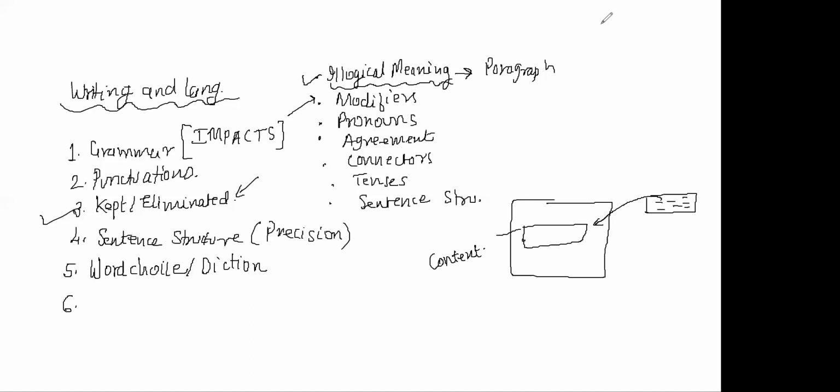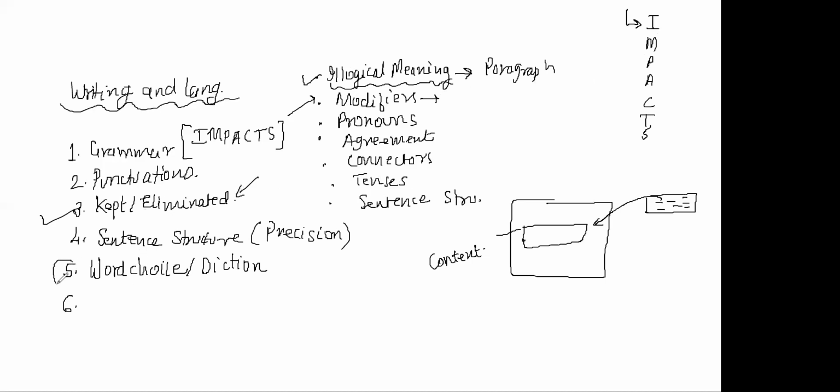See, when you see a writing or language question, you can ask yourself, IMPACTS, first of all, in which category does this question fall? Is it something related to illogical meaning? Or is it related to modifiers? Once you categorize it, then you can approach it and know which rules should apply there. If it is not a part of IMPACTS, which is logical meaning, modifier, pronoun, agreement, connectors, tenses, and sentence structure, then it could be any one of these.